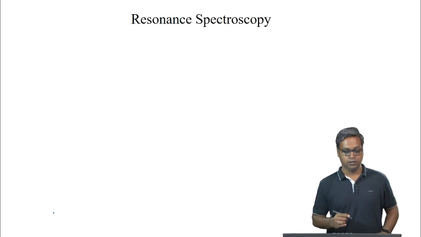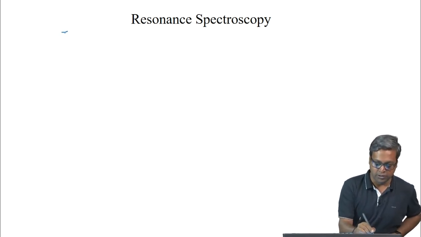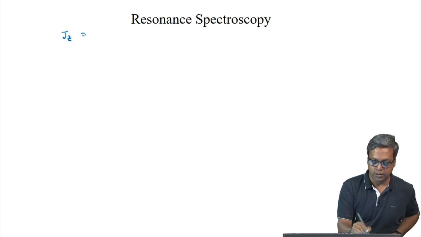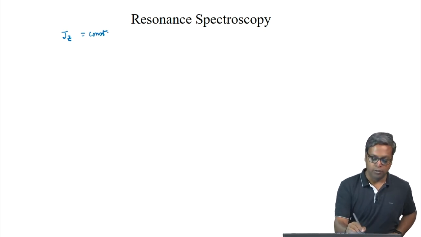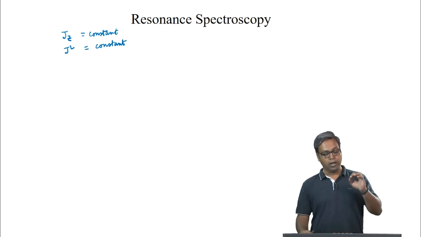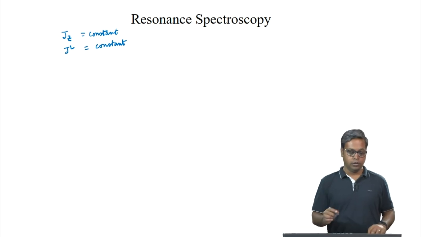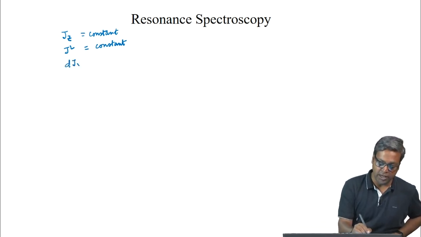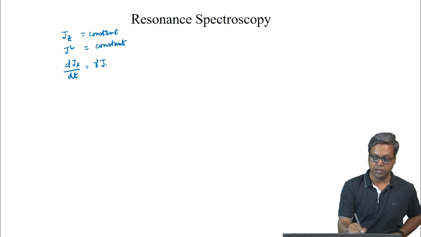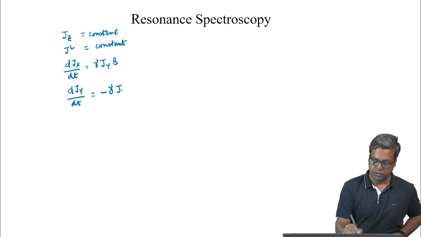So, in the last lecture, what we saw is that Jz, the z component of the angular momentum, is constant, and also J squared is constant. And the two other expressions we got were dJx/dt equals gamma Jy B, and dJy/dt equals minus gamma Jx B.